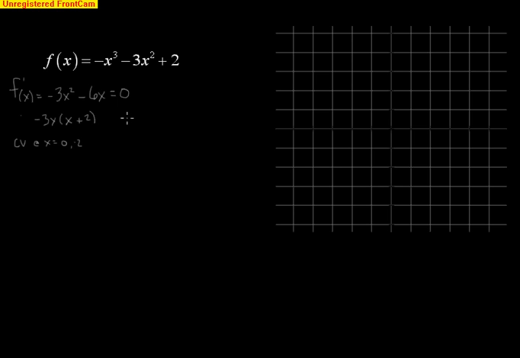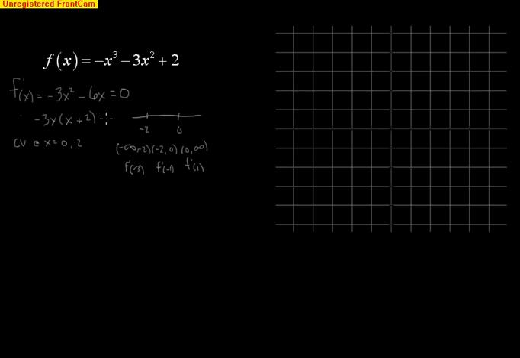From the critical values, we're going to set up a mini number line at negative 2 and 0, which tells me that I have intervals from negative infinity to negative 2, between negative 2 and 0, and 0 to infinity. I'm going to pick test values and evaluate them in the first derivative. So f prime of negative 3, f prime of negative 1, and f prime of 1.